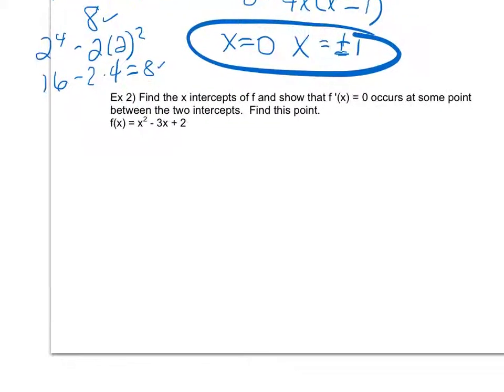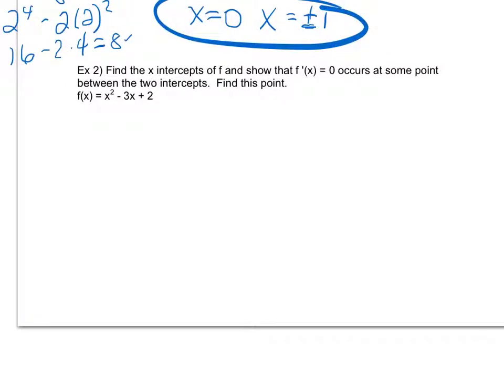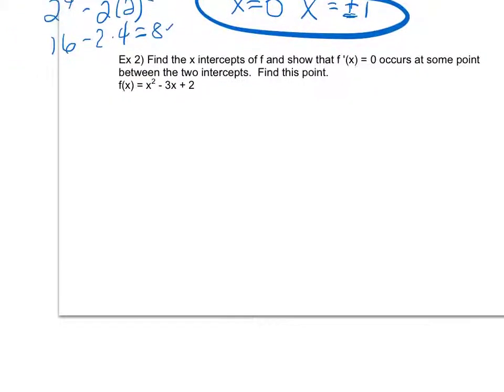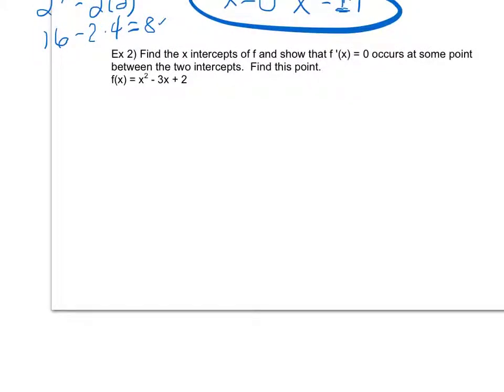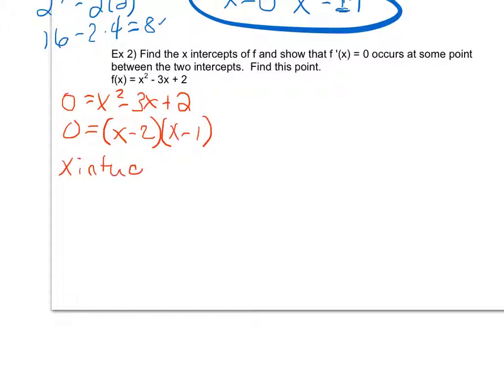On example 2, it says find the x-intercepts of f and show that f prime of x equals 0 occurs at some point between the two intercepts. Find this point. The first thing it tells me to do is find my x-intercepts. I know that to find my x-intercepts, I plug 0 in for y. I see that this is a quadratic equation, and I can factor it to be x minus 2 times x minus 1. Therefore, my x-intercepts occur at x equals 2 and x equals 1, so my x-intercepts are (2, 0) and (1, 0).